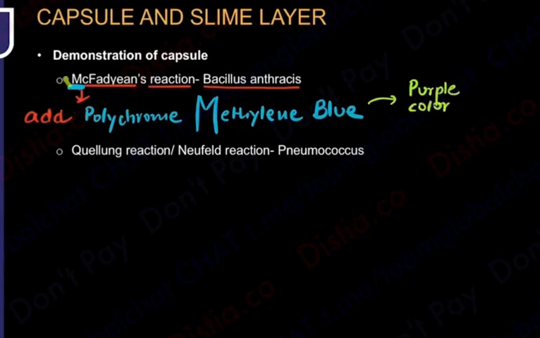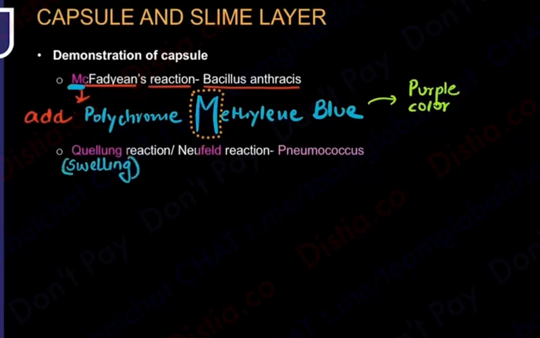So please note, this is the question that you get. What is the stain used for Mecfedian's reaction? We use the polychrome methylene blue. Next, we have a test called the Quellung reaction or Neufeld reaction. For example, we are doing it for Streptococcus pneumoniae. You can do this for any capsulated organism; I'm giving you the most important examples. Quellung, I have rhymed it with swellung or swelling. Quellung will remind you of swelling.